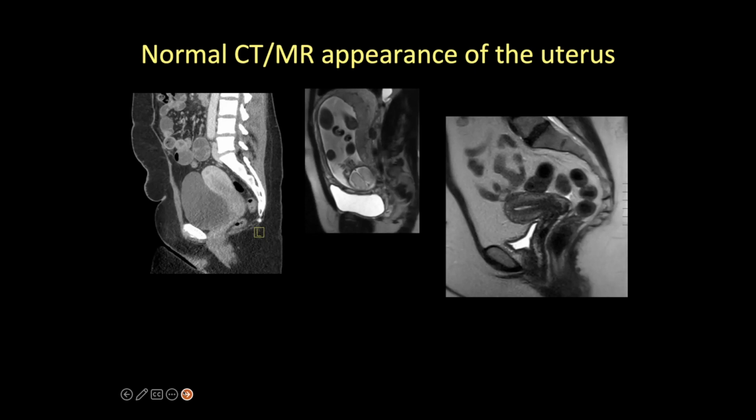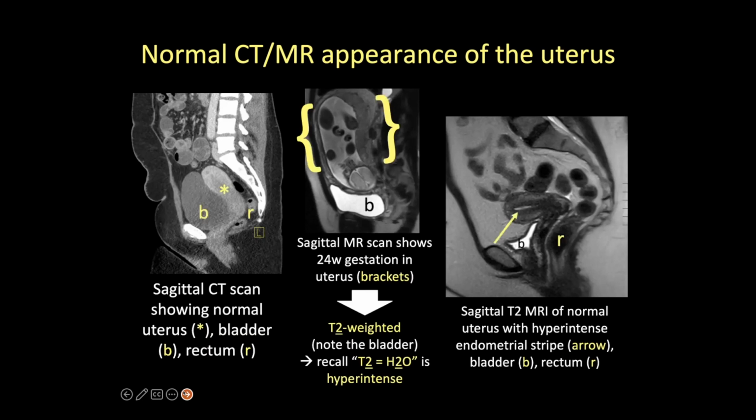I can go and see if I'm right by looking at the labeled images. And yep, we are right. On the left we have a sagittal CT. In the middle, we have an MR actually showing a 24-week gestation. And on the right, we have a sagittal T2 MRI of a normal uterus. They also point out that you can see the endometrial stripe in that right picture, which shows up as a hyperintensity.